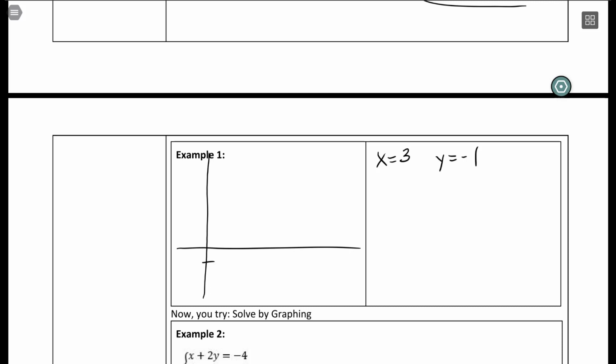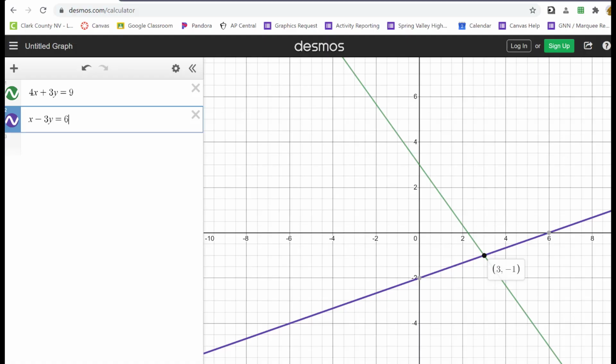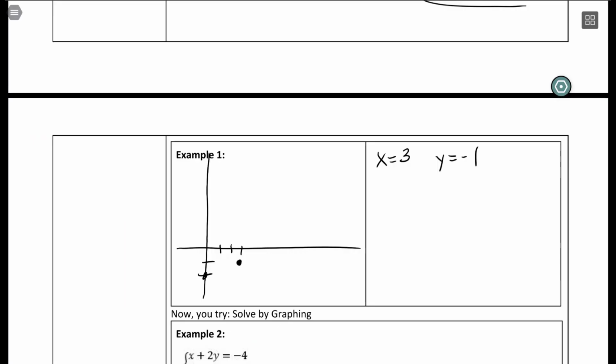Well, the first thing I know is they intersected at the point 3, -1. So I'm going to go ahead and plot the point 3, -1. That one's a little bit off based on my scale. So here's 3, -1. That's where the two lines are going to intersect. And now looking back here, I had one of these lines. It's my blue one, x minus 3y equals 6. It crosses my y-axis at 0, -2. So here's one of my lines. And this is the line x minus 3y equals 6.